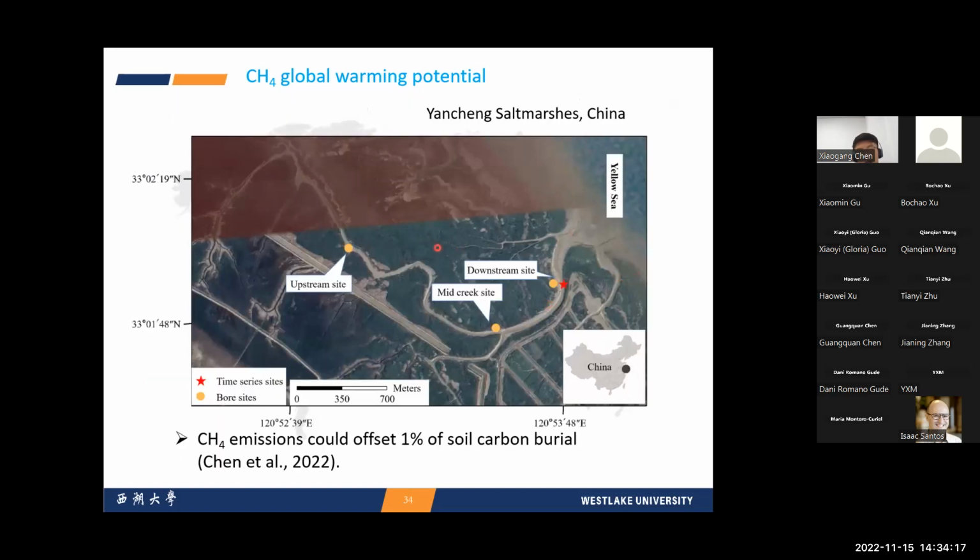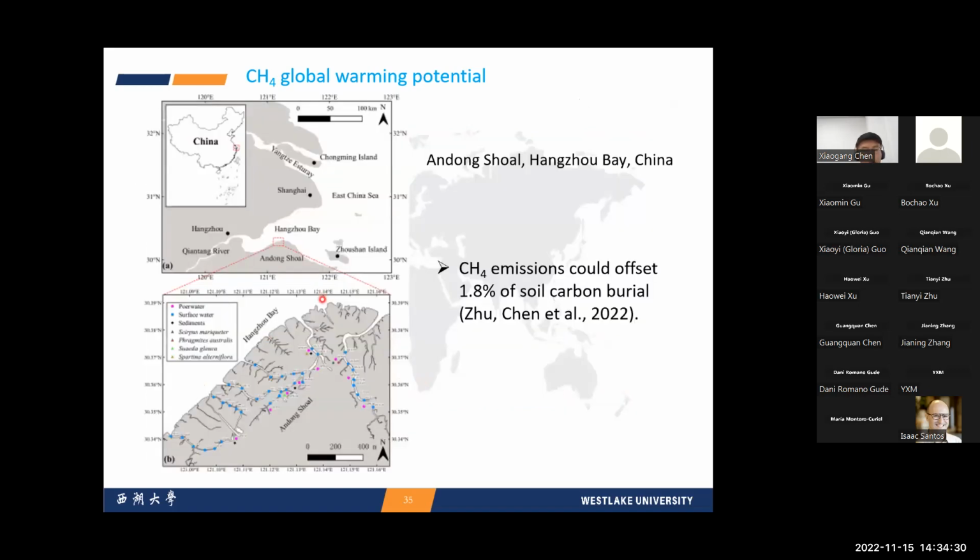And in our study site, we estimated that the CH4 emissions could offset about 1% of the soil carbon barrier. Also, this is a multi-species saltmarsh in Hangzhou Bay, China. We did similar work here, and found the CH4 emissions could offset about 2% of the soil carbon barrier. So from these study cases, we can see the CH4 emissions in the coastal wetland could offset less than 5% of the soil carbon barrier.